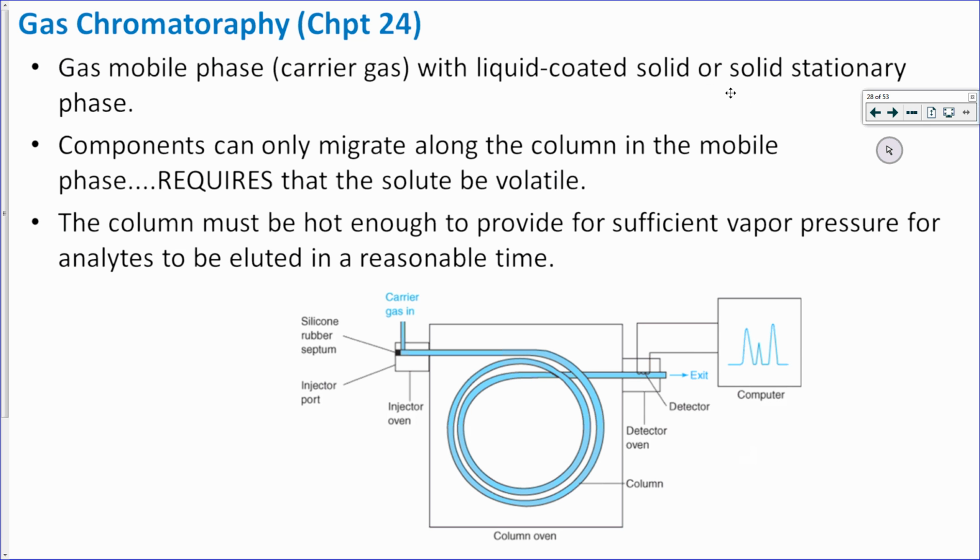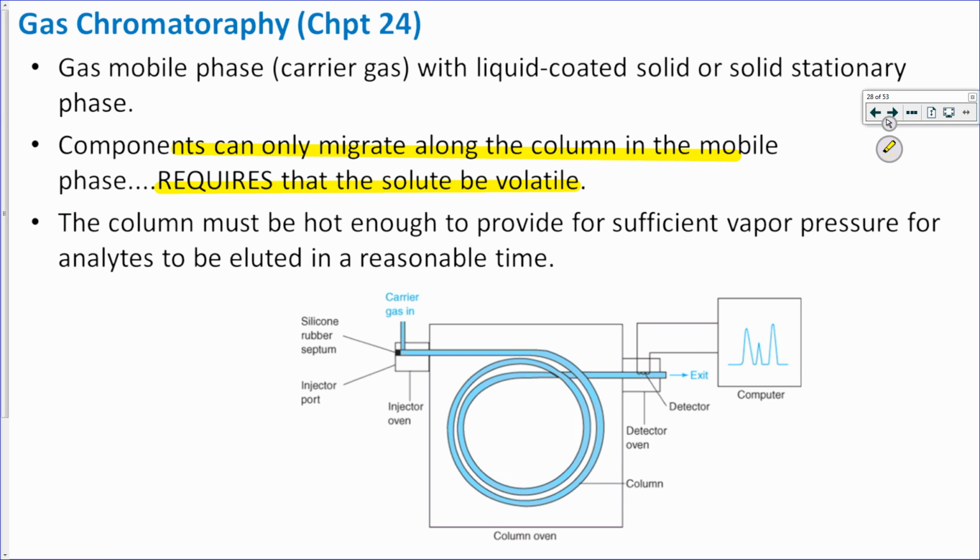So with GC, the big thing is that now you've got a gas phase as your carrier phase. And the critical thing is that for something to be able to move along the column, it's got to move in the gas phase. So it's got to be volatile. This doesn't work for ionic compounds. It doesn't work for proteins. Anything that you would heat up and it would decompose instead of going into a gas phase, not for GC. This works for the volatile stuff.